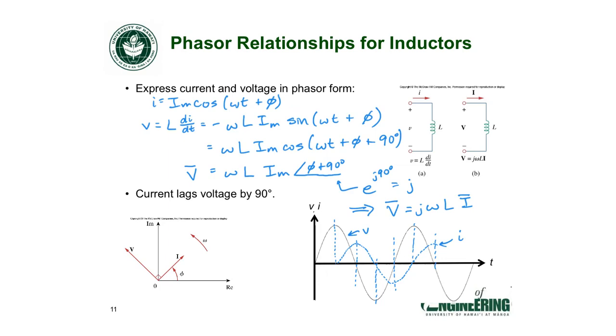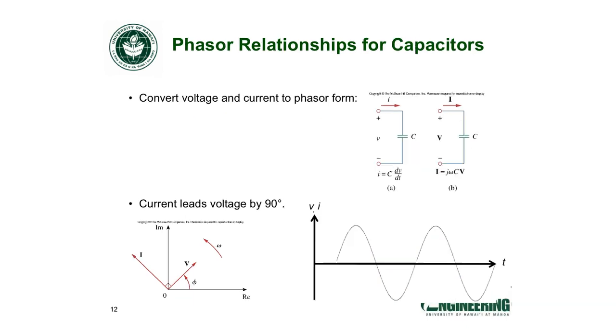Any questions on this? Okay, capacitors are the same, except the relationship is exactly the opposite. So let me start from the graphical side first this time. The current is going to lead the voltage. In other words, if we start from time equals 0, the current is going to start increasing before the voltage does.